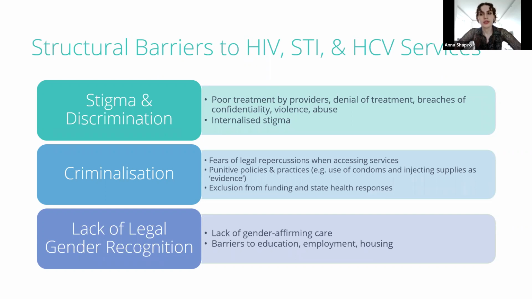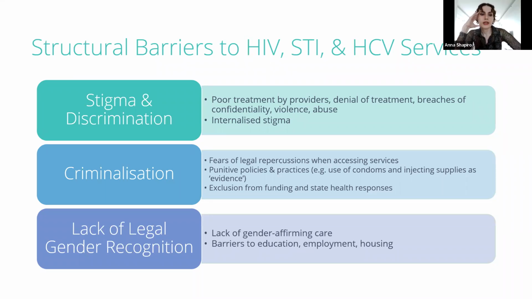Stigma and discrimination can also lead to internalized stigma amongst key population members, which then discourages them from seeking out treatment or adhering to treatment. Next, the criminalization of sex work, drug use, same-sex relations, and gender identity lead to fears and very real risks of legal repercussions when people are accessing health services. They perpetuate punitive policies and practices like the use of condoms or injecting supplies as evidence. And lastly, they also contribute to the exclusion of key population-led organizations from funding, as well as state health responses.